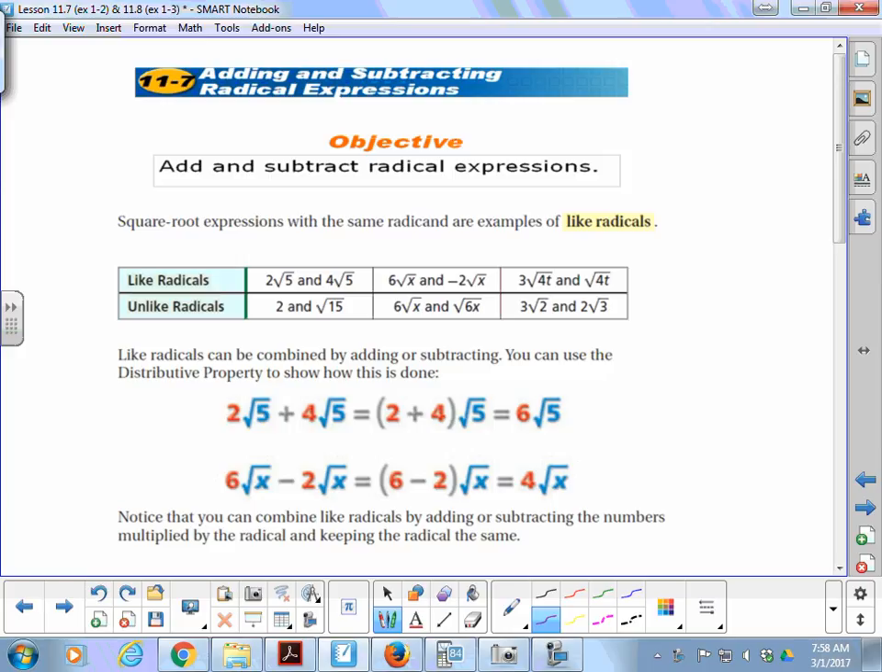Today we're going to do adding and subtracting radical expressions and multiplying radical expressions. So we're actually going to cover lessons 7 and 8 today. When you're adding and subtracting radical expressions, you must have like radicals. Just like in the warm-up, to be able to combine any of those, right?